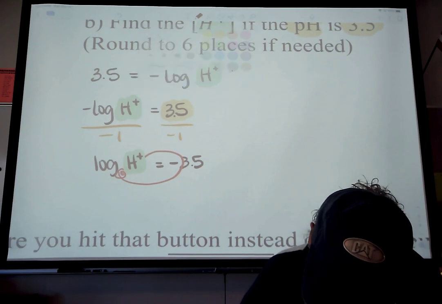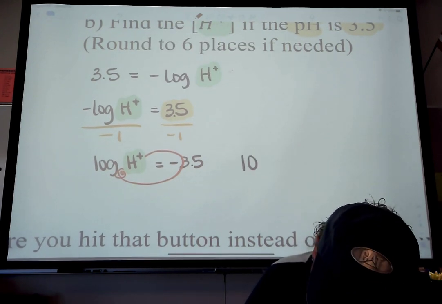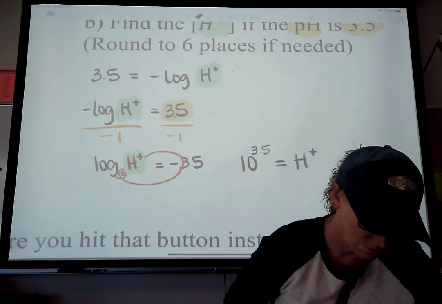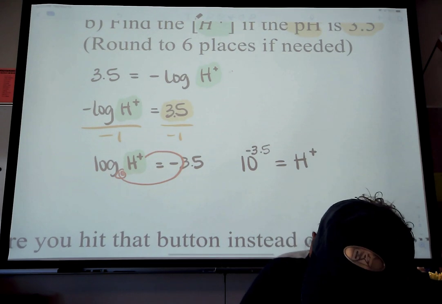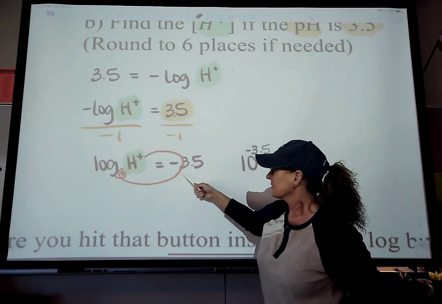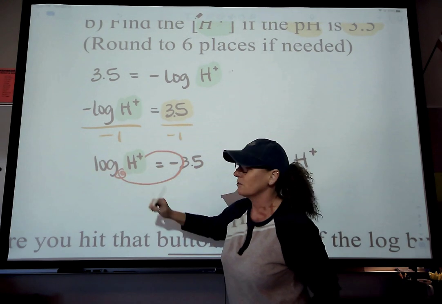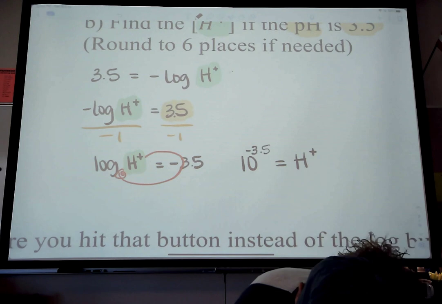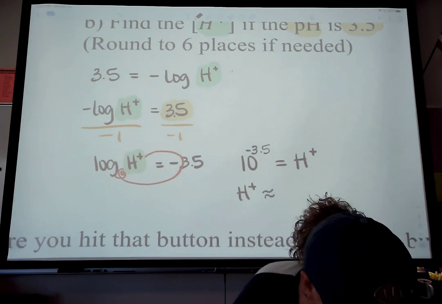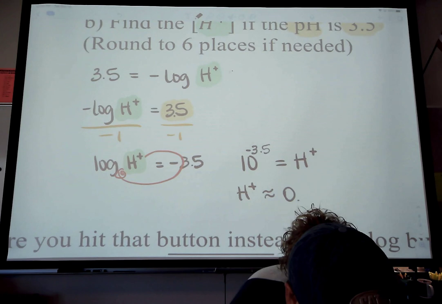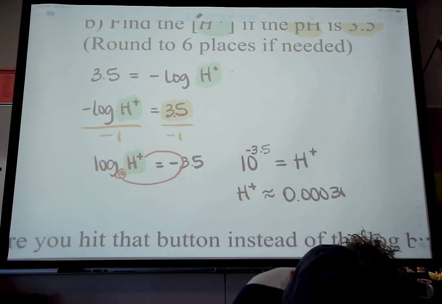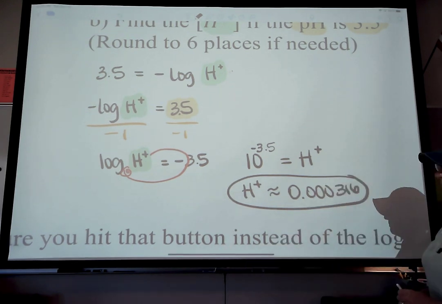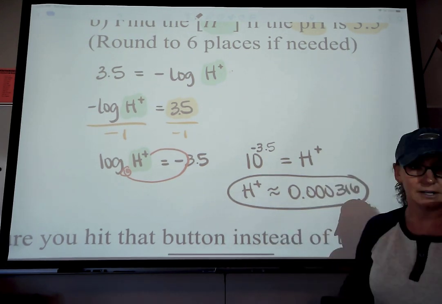Watch what I write. I write 10 to the 3.5 equals, sorry, that's a negative. 10 to this, -3.5, equals, final answer, type it in your calculator. Type in 10 to the -3.5. And you should get 3 zeros, 316. All right, that's all. Good luck.